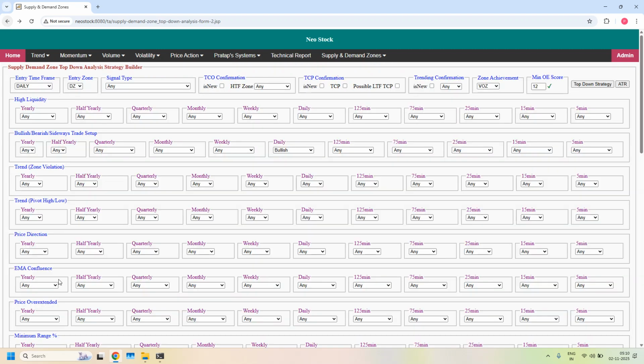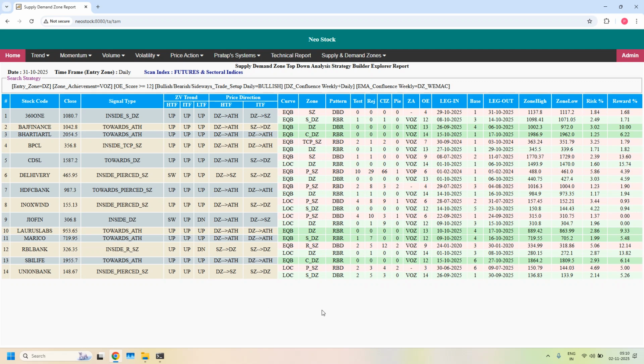So I am going back, applying the filter weekly demand zone having weekly EMA confluence, because daily demand zone overlapped with weekly demand zone. Now let's filter. Now we got 14 stocks. So these 14 daily demand zones might have more high probability to succeed, provided at least 20 checklist items are satisfied. That is very, very important.